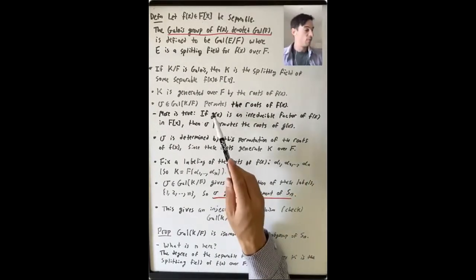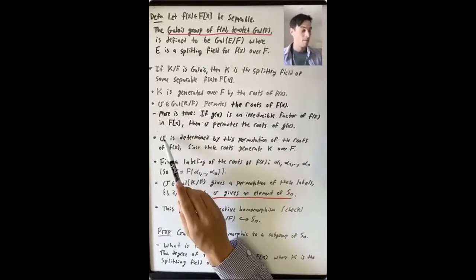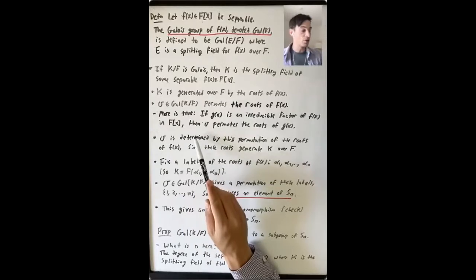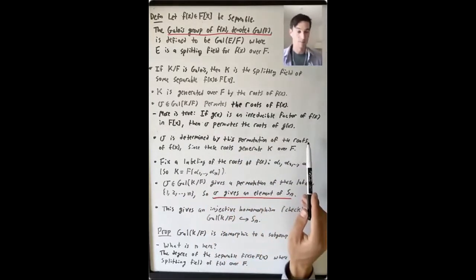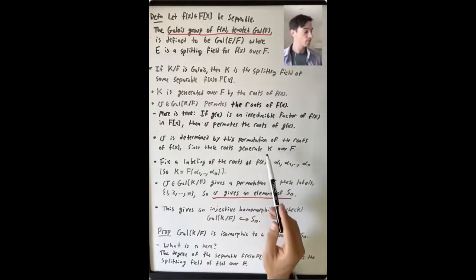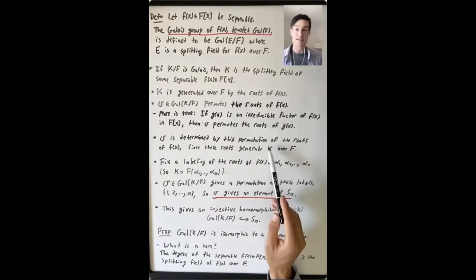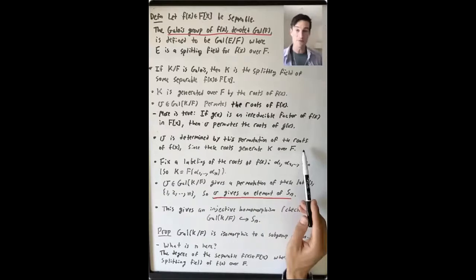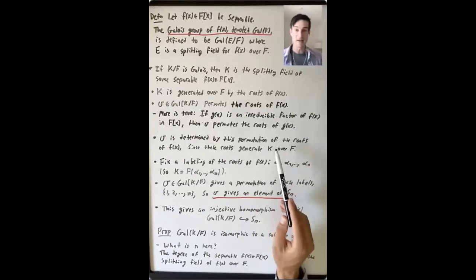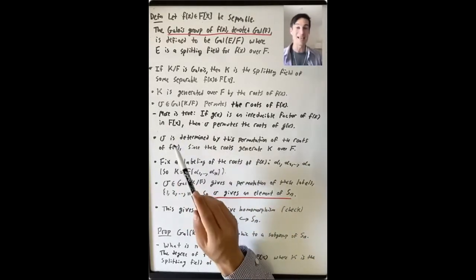Okay, so we know that every Galois element gives a permutation. We also know that these Galois elements are determined by these permutations. So what does that mean? Sigma is determined by this permutation of the roots of f(x) because these roots generate K over F. So if I tell you where sigma sends each of the roots of this polynomial f(x) in K, then because K equals F adjoin these roots, that determines where sigma sends any element of K.